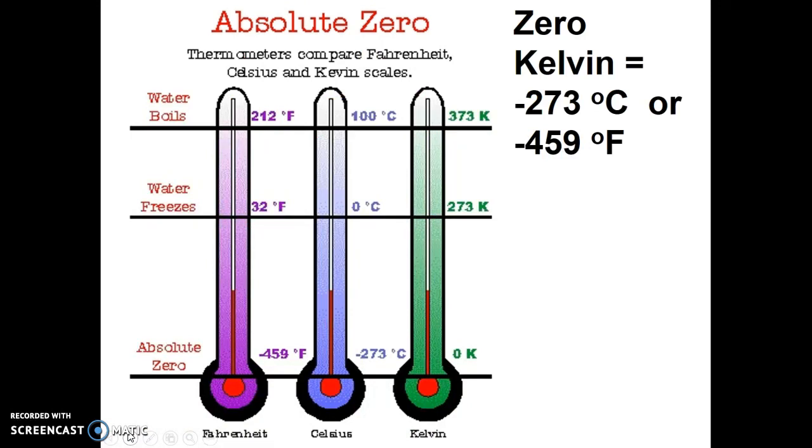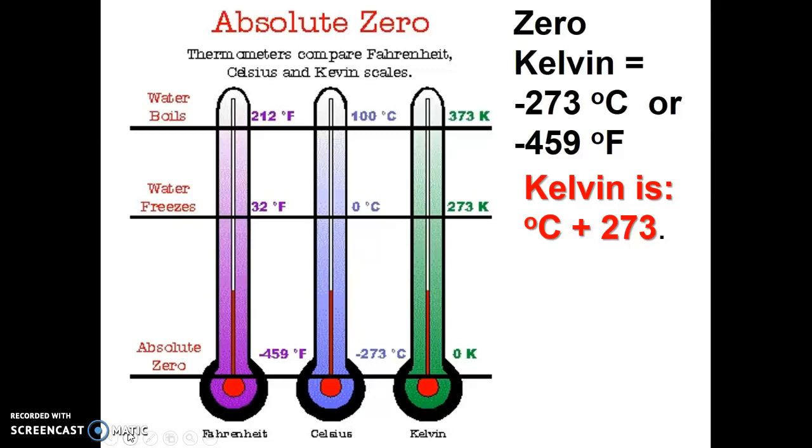So at absolute zero, where there's no energy, even atoms stop. They cease to move. That is negative 273 Celsius or negative 459 Fahrenheit. That is no energy, nothing moving. So Kelvin is degrees Celsius plus 273.